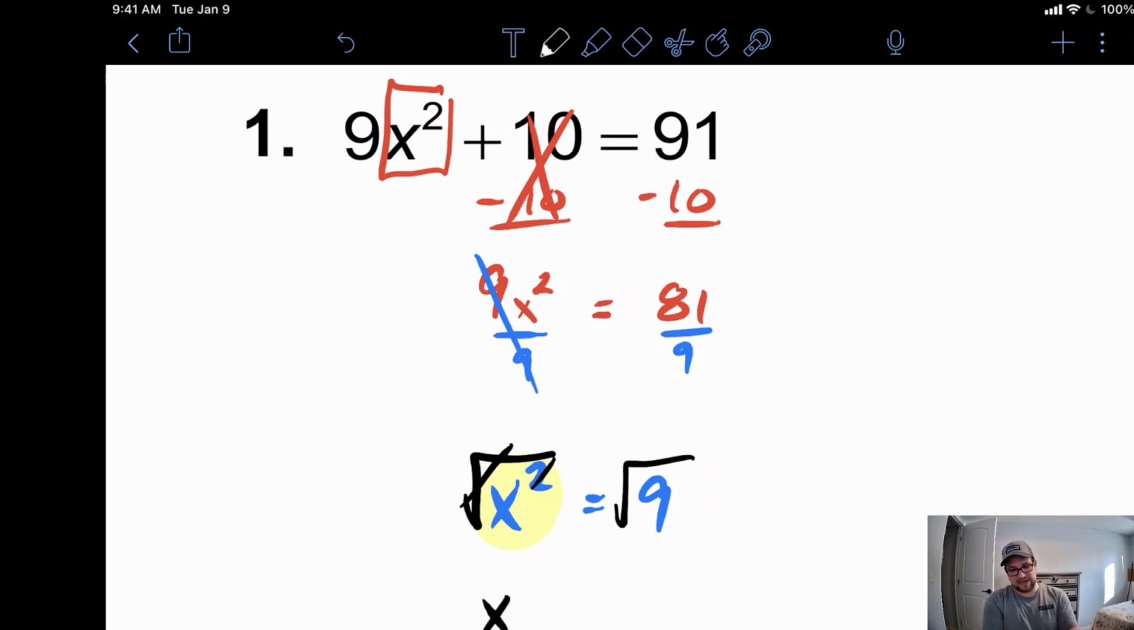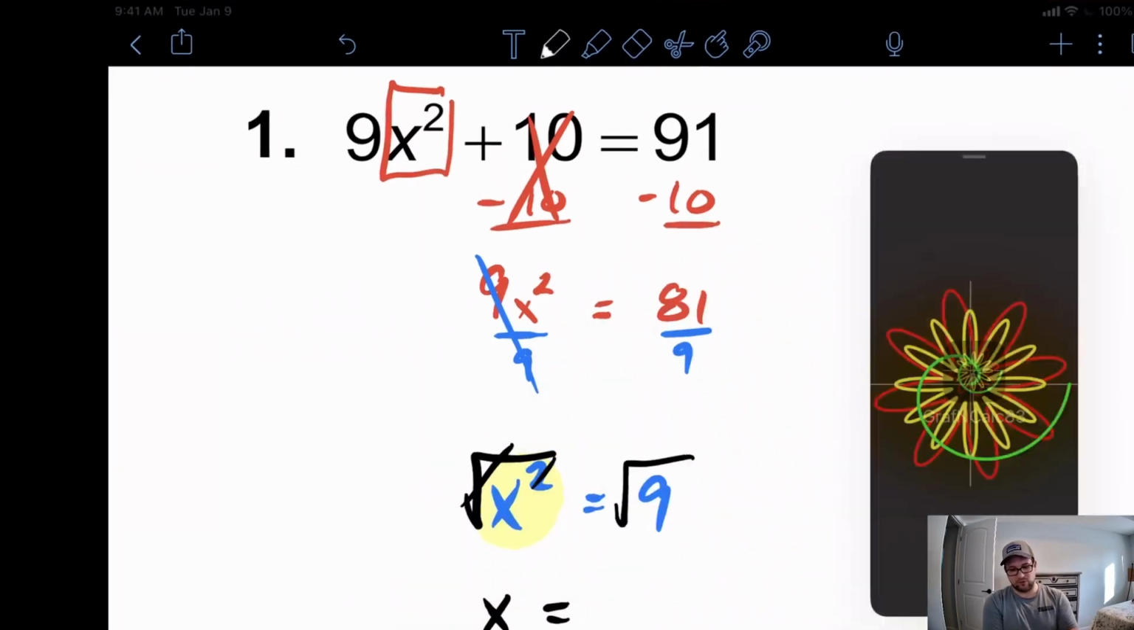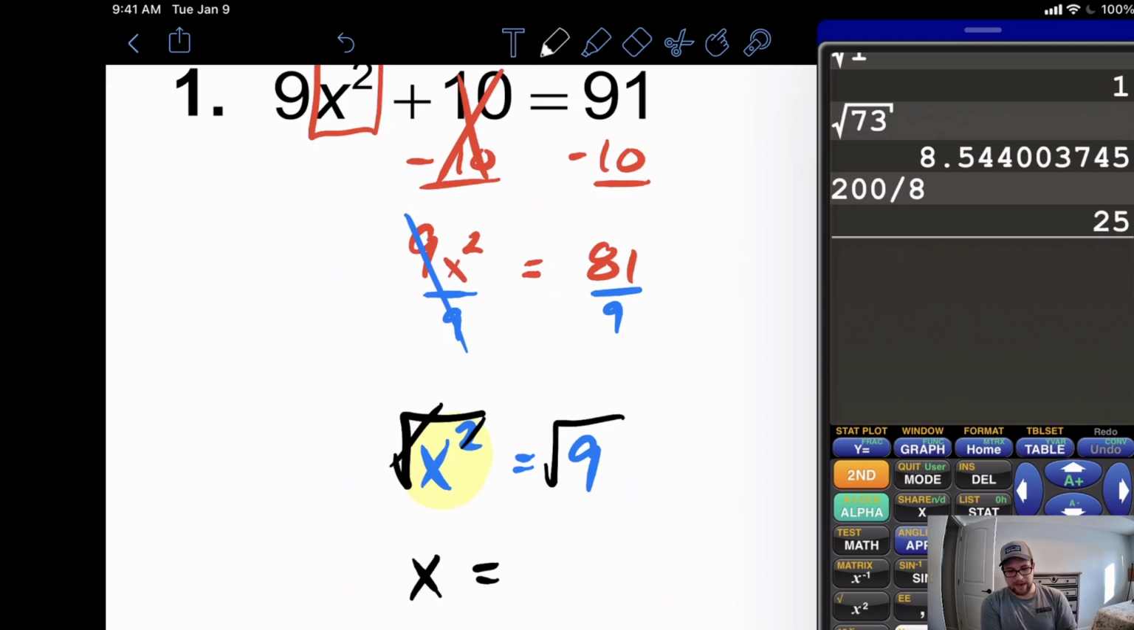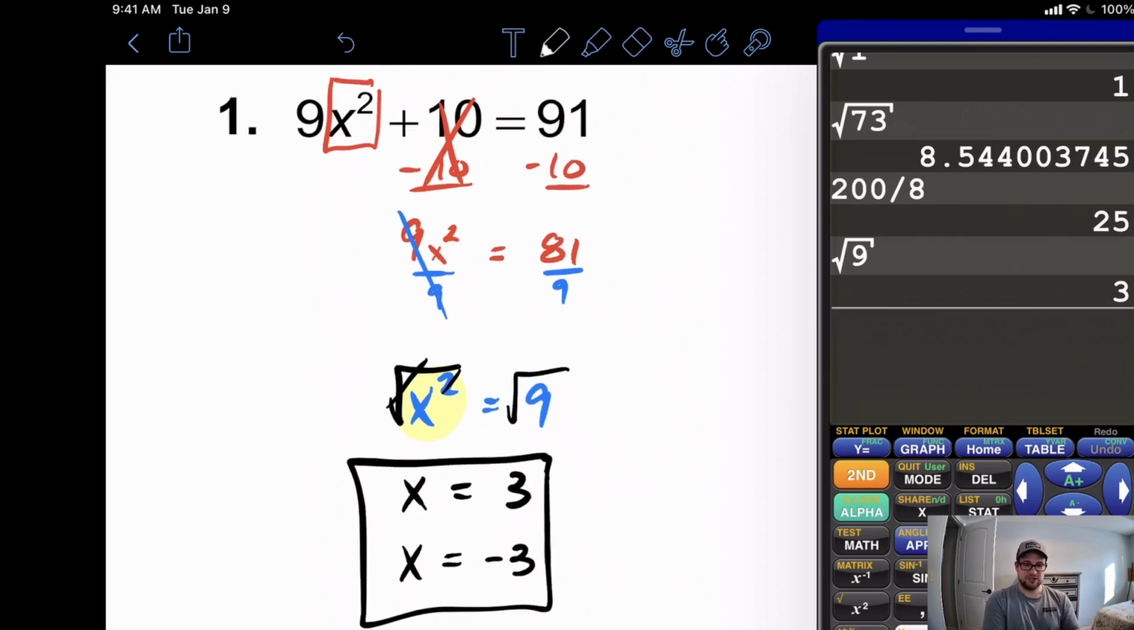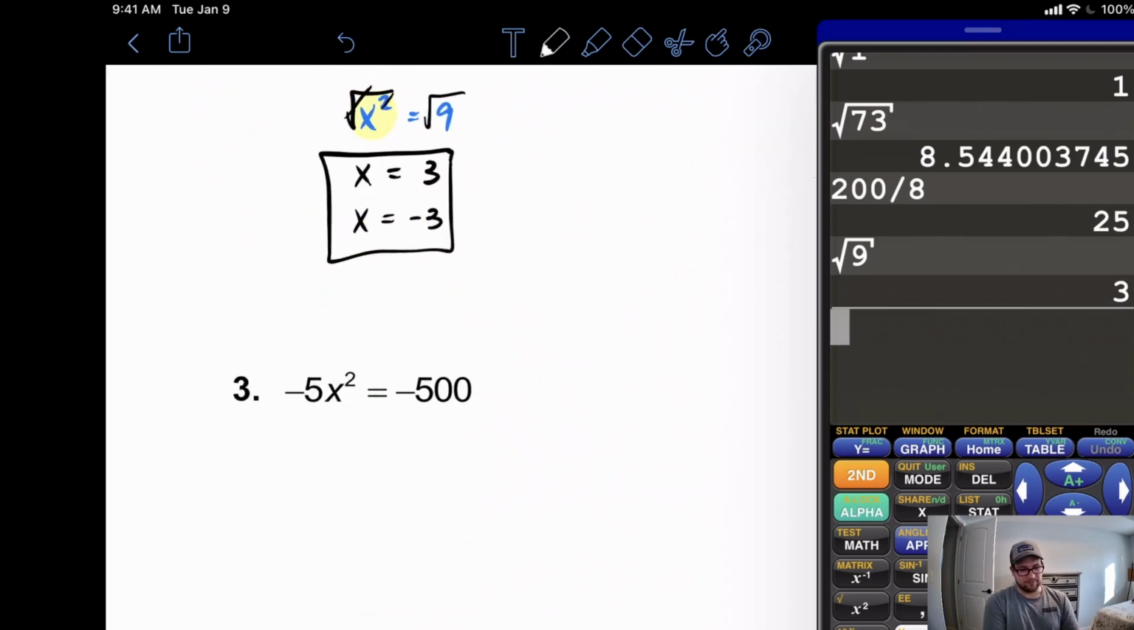So I'm going to get x equals, and if I punch in the square root of 9 on my calculator, or even if I just think about it, I know that the square root of 9 is equal to 3. Now this is where we got to be a little careful. Remember, there's always two answers. So x equals 3 and x equals negative 3. You got to have the positive and the negative. Nice job. Let's take a look at the next problem.